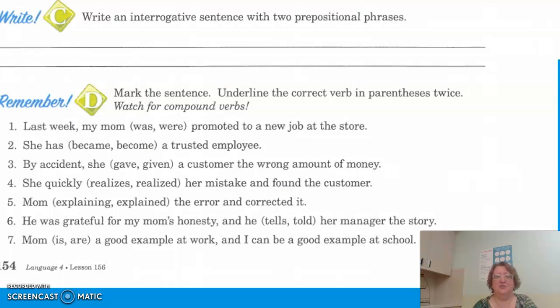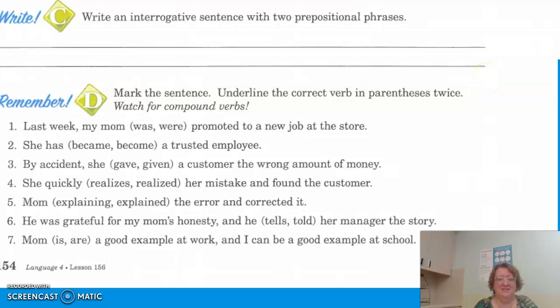Section C says to write an interrogative sentence with 2 prepositional phrases. Class, what punctuation would an interrogative sentence end with? That is correct. It would be a question mark. So now you need to write a questioning and interrogative sentence with 2 prepositional phrases. Please do that now.